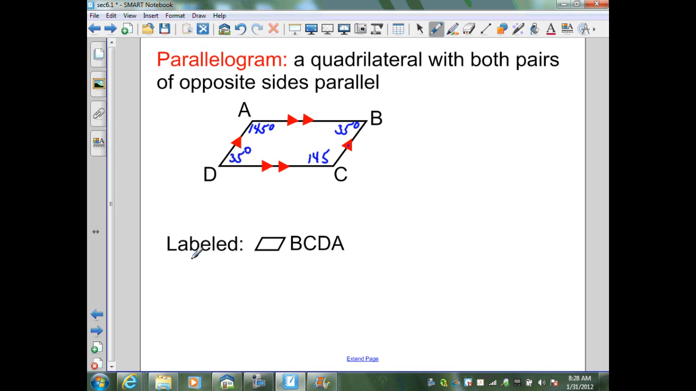Also, when we label a parallelogram, we have a symbol in front of my four vertices in the shape of a parallelogram. Then I select a vertex and continue clockwise or counterclockwise to name the vertices. So if I start at B, I then must go to C, D, A, or B, A, D, C. I do not go across the polygon to determine the labeling of my parallelogram.